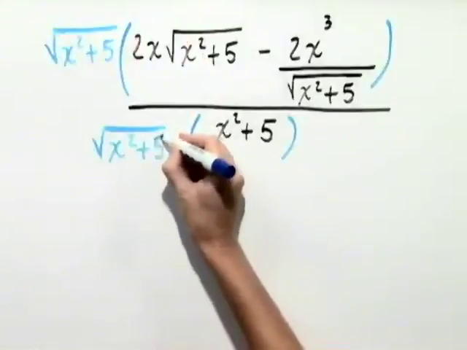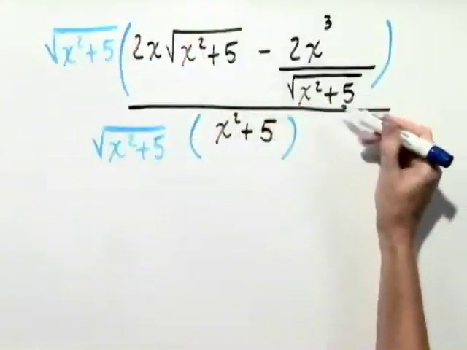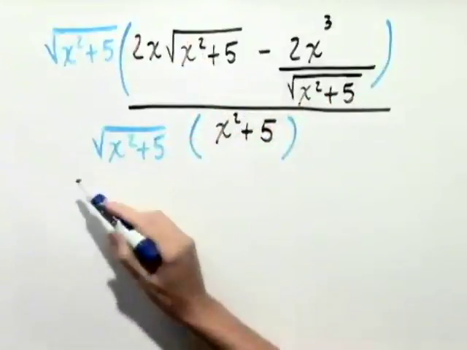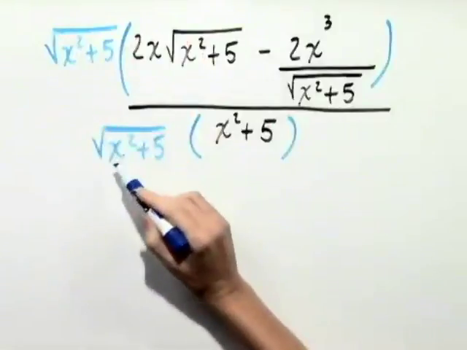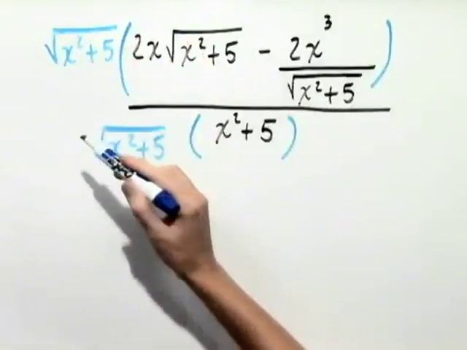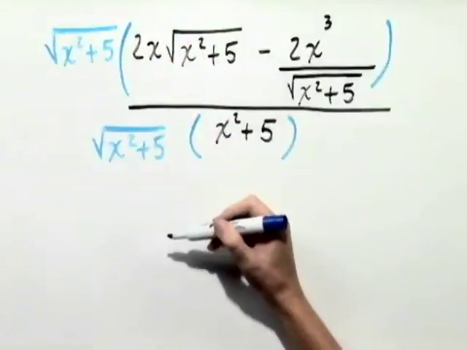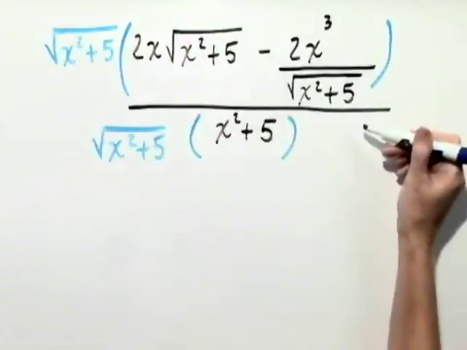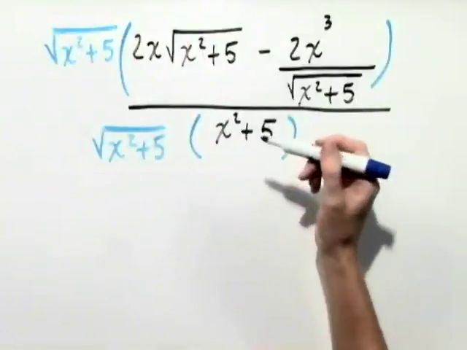So we're really taking our original expression written in black and we're multiplying it by the square root of x squared plus 5 over the square root of x squared plus 5, which is simply like multiplying through by 1. So we're not changing the meaning of the expression. So let's multiply through now.